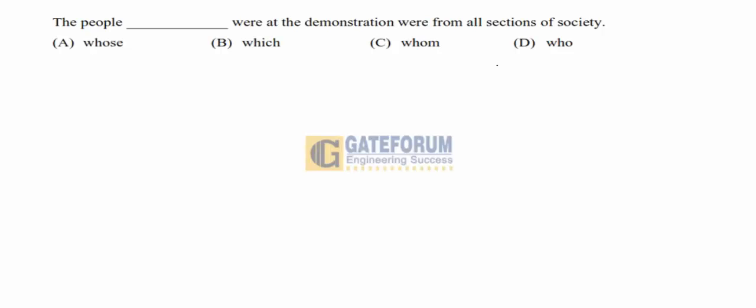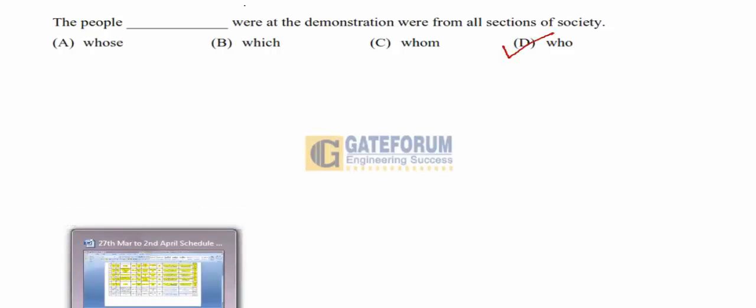The people dash were at the demonstration were from all sections of the society. So it would be the people who were at the demonstration were from all sections of the society. Who would be the correct one that could fit in there?